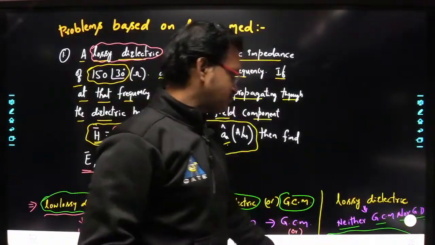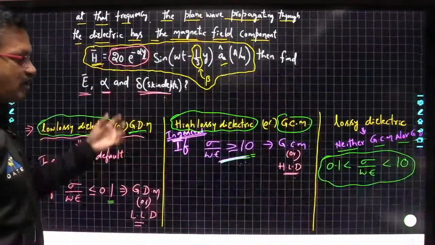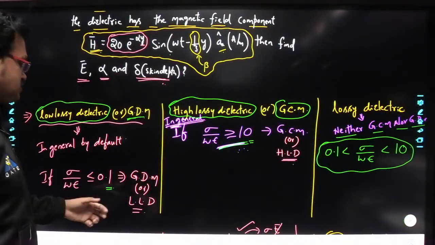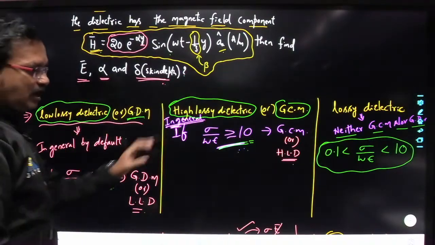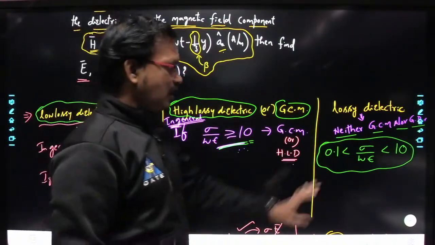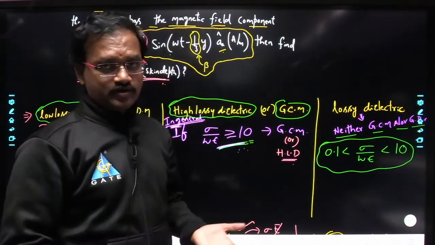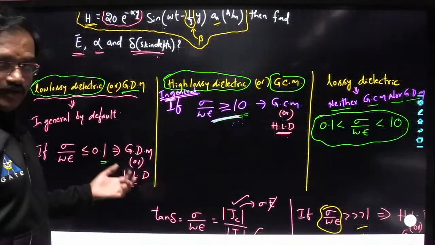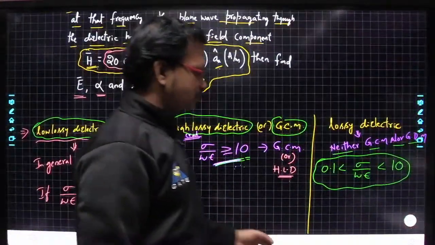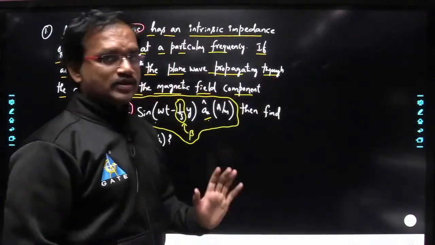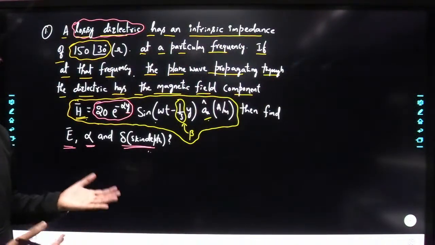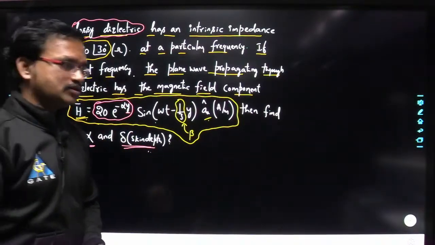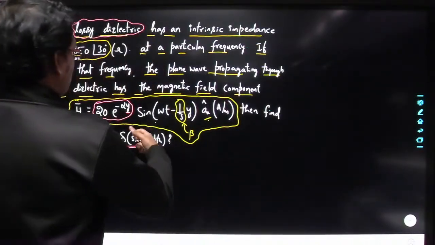If you know the nature of the medium, only then can you talk about the alpha value, beta value, intrinsic impedance, everything. Alpha and beta values are different for each type of medium, and intrinsic impedance values are also different. So first of all, in the problem you have to understand the nature of the medium. Once you understand that, only then can you apply the formulas to solve the problem.